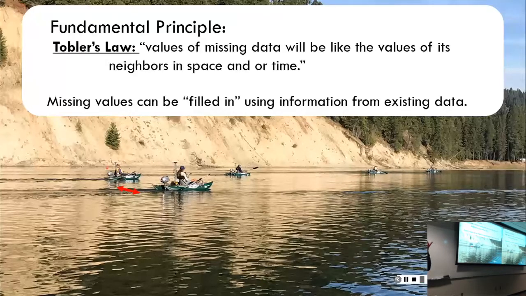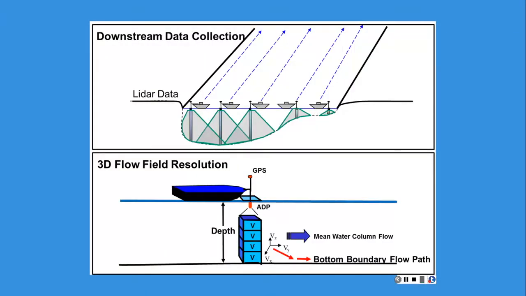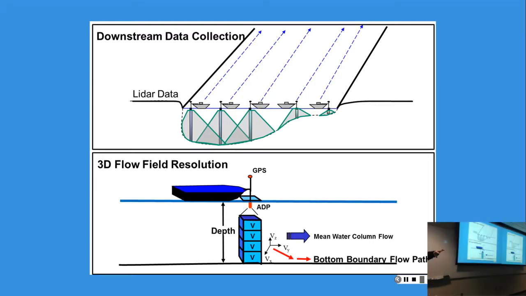So the missing values can be filled in with existing data. The higher the data density, the better those values will be. We go down a river in a path like you see at the top. LiDAR data is often available, and we sync the LiDAR data to the channel measurements we're taking. We don't go really close side by side. When you get to a couple meters apart from one raft to the other, you start getting signals from the other instruments, so there's some crosstalk. We want to avoid that.